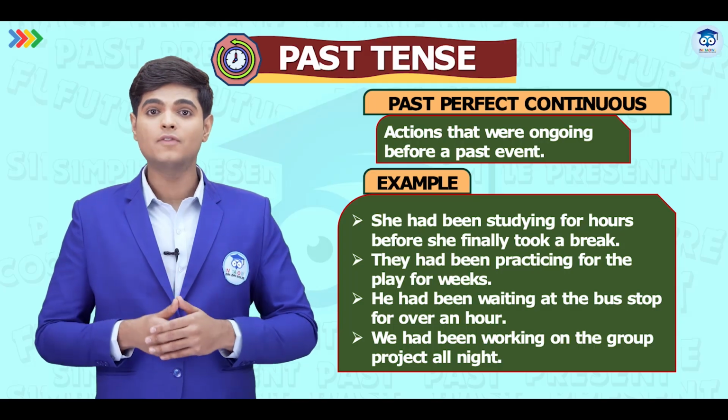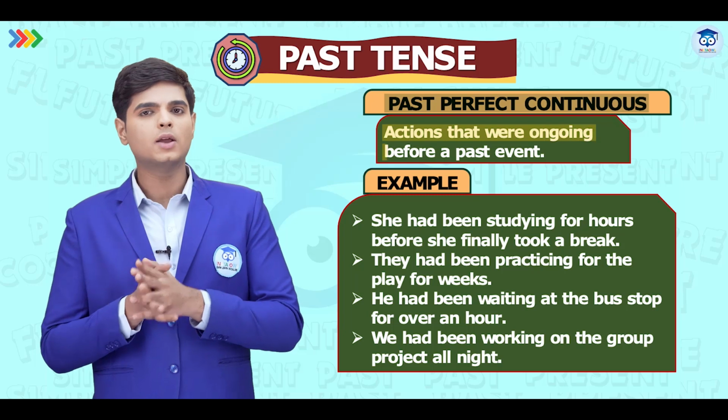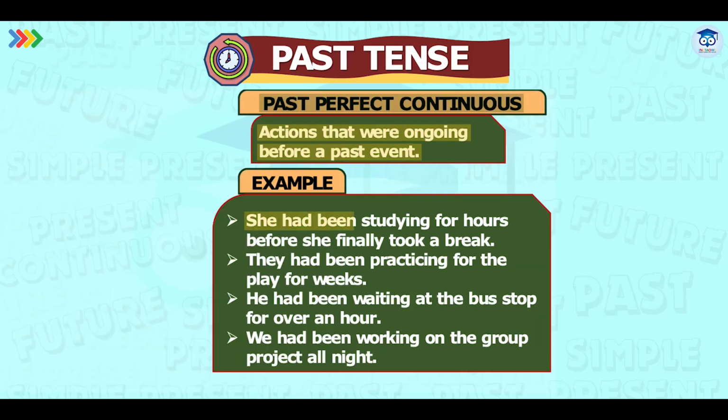And now we have past perfect continuous, used for actions that were ongoing before a past event. Example, she had been studying for hours before she finally took a break. The studying continued for a long time and ended just before the break. In, they had been practicing for the play for weeks. The action stretched over several days.